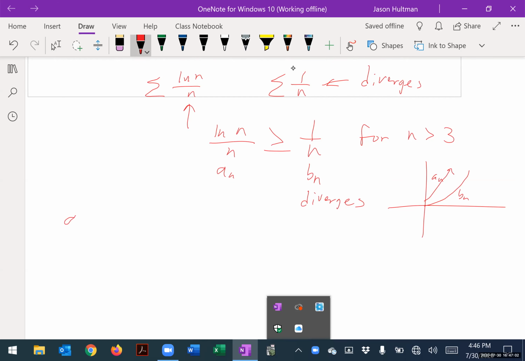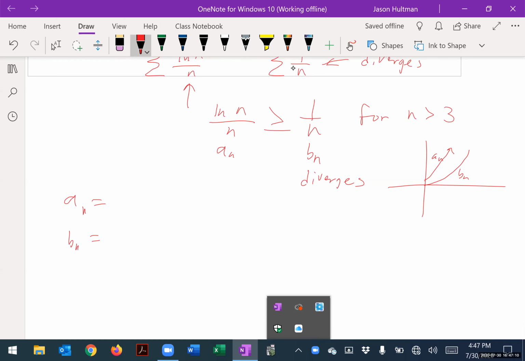Well, let's write out the first few terms of these. a sub n is going to be natural log of 1 over 1, plus natural log 2 over 2, plus natural log 3 over 3, plus natural log 4 over 4, plus natural log 5 over 5, plus dot, dot, dot, right? And then b sub n is just 1 over 1, plus 1 over 2, plus 1 over 3, plus 1 over 4, plus 1 over 5, right?